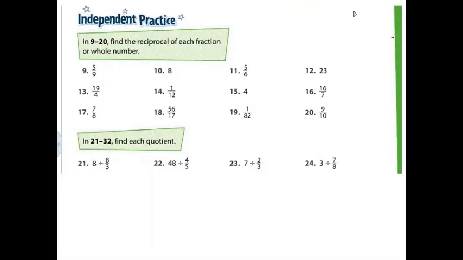Open your book page 919 and let's solve together the independent practice. In 9 to 20, find the reciprocal of each fraction or whole number. Look at exercise 9 here. What's the name of this fraction? It's 5/9 or 5 out of 9.